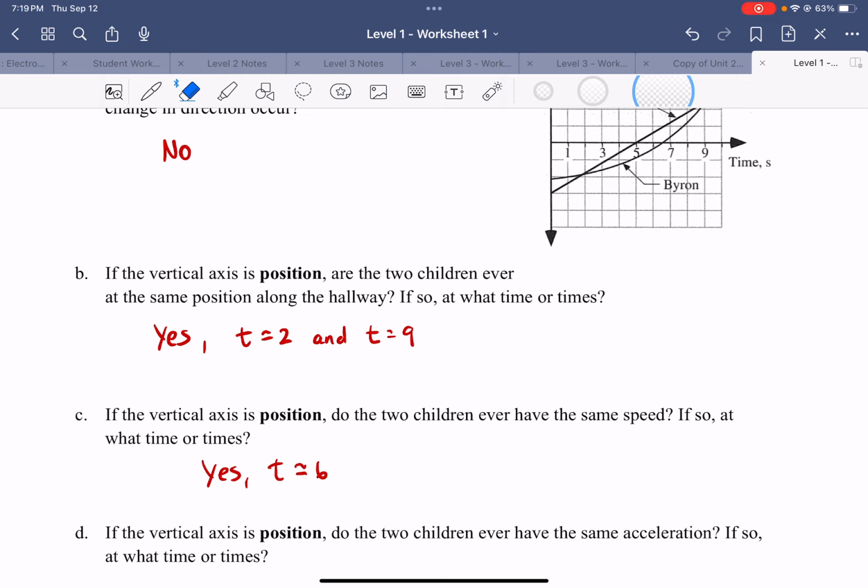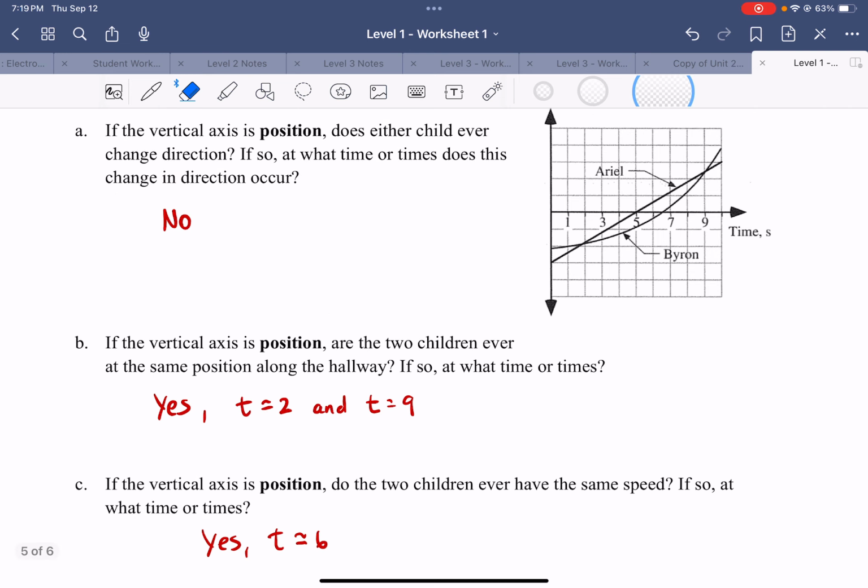So in other words, we want to think about how quickly the slope of each line is changing to determine the acceleration of each child. So if we look at Ariel's, we just said that her line has a constant slope. It does not change. That means her velocity is not changing, which means that Ariel actually has no acceleration.